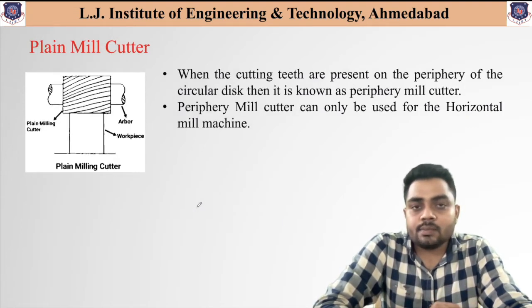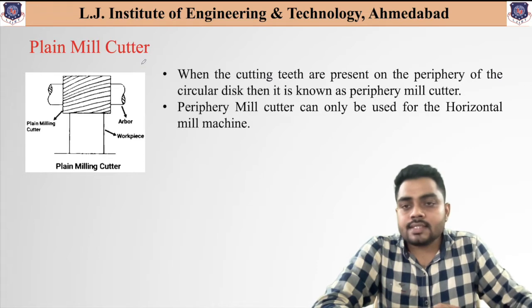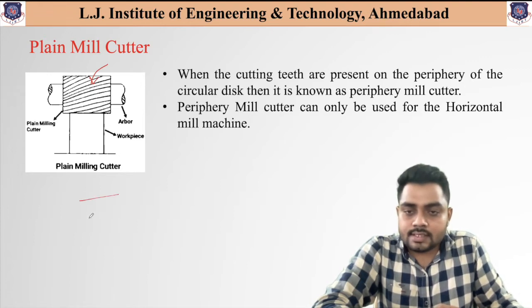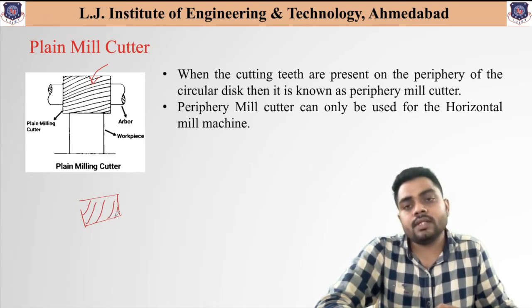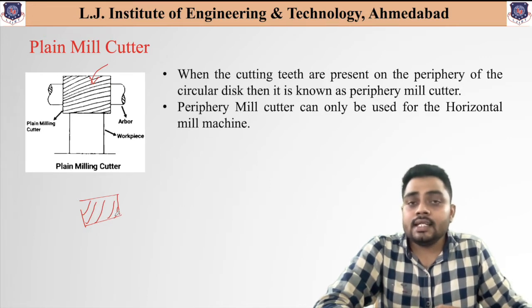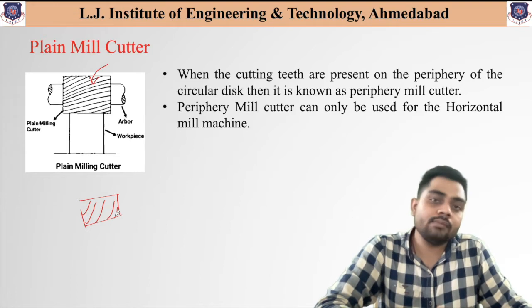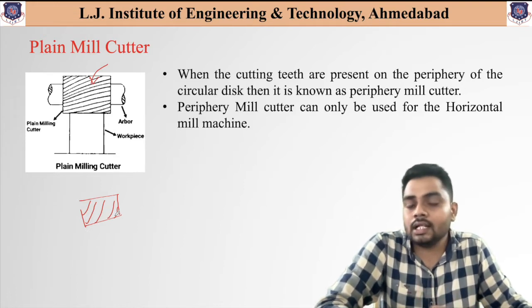Now the second one is the plain mill cutter. As you can see over here, it has the teeth over its periphery. If this is the cylindrical surface, then on this cylindrical surface it has the teeth available. Based on the different types of teeth available, it has different applications. It has application in light duty machining, heavy duty machining, and maybe helical machining.